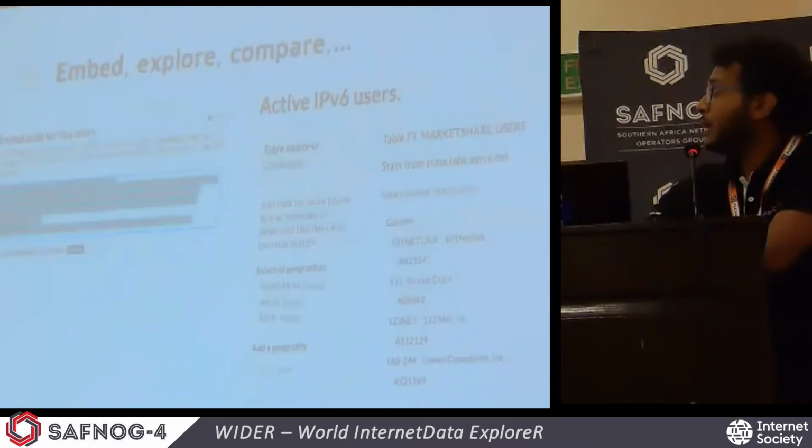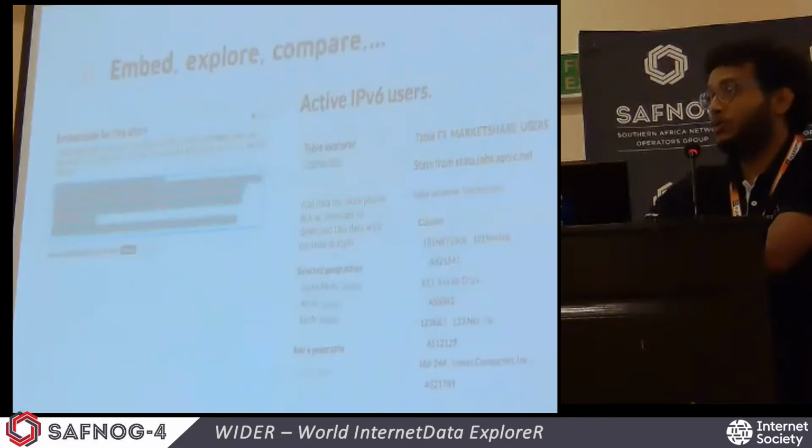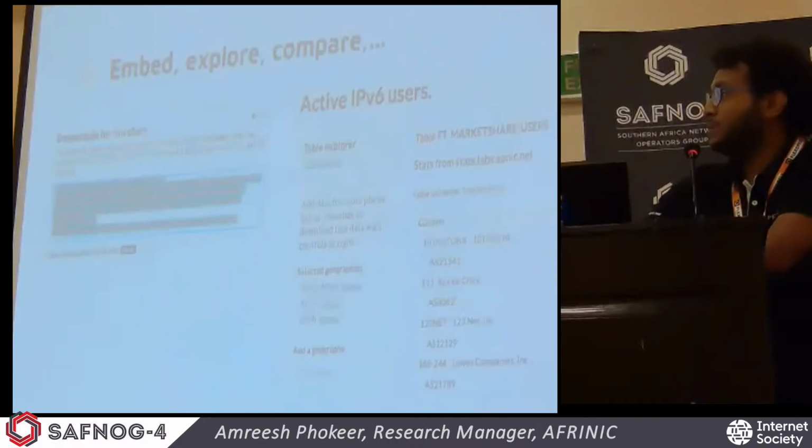This platform also allows you to embed graphs and charts. Let's say if you find something interesting, you can easily embed it in your blog post, for example. And it also allows you to do comparison between different entities, whether it is between regions or between countries.